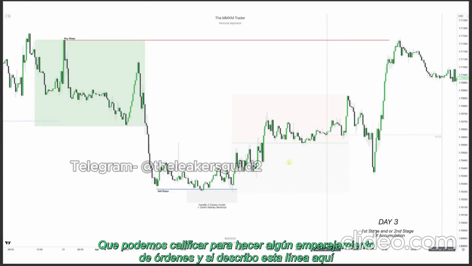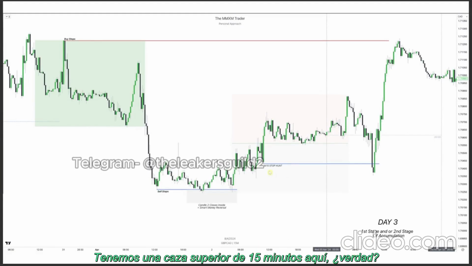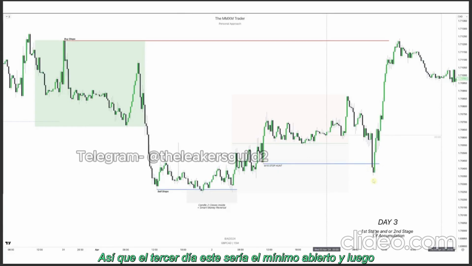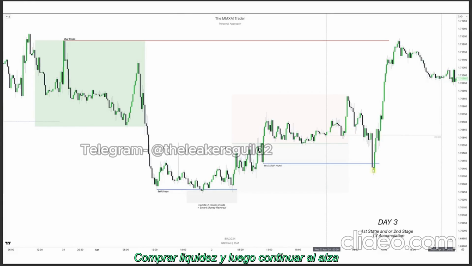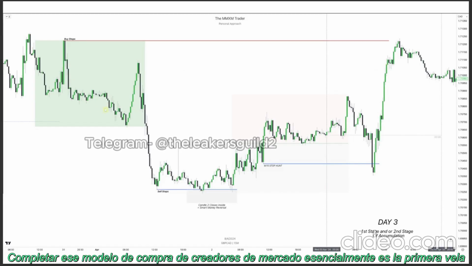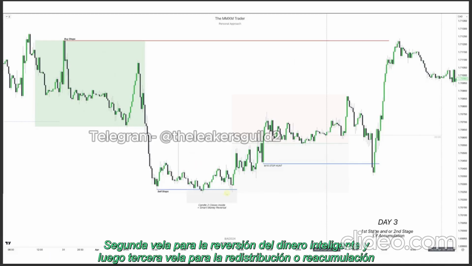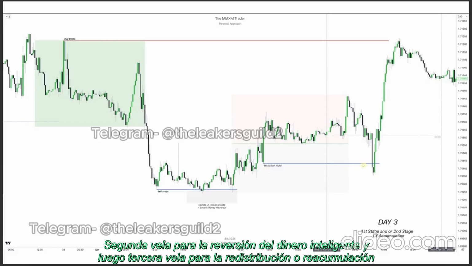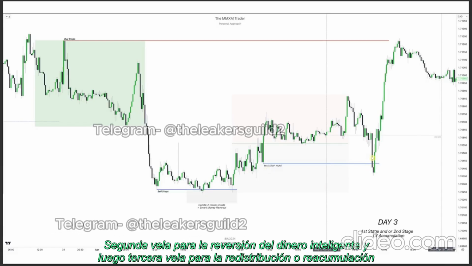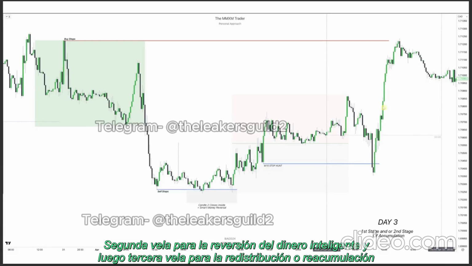And if I outline this line over here, we've got a 15-minute stop hunt over here, right? So the third day, this would be the open low and then purging liquidity and then continuation up higher, completing that market maker buy model. Essentially first candle, second candle for the smart money reversal, and then the third candle for redistribution or reaccumulation.